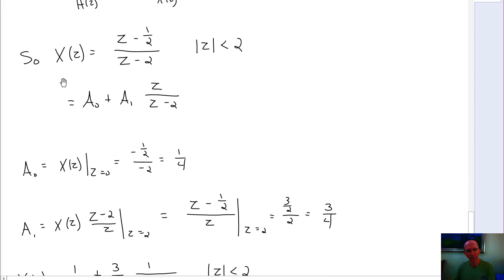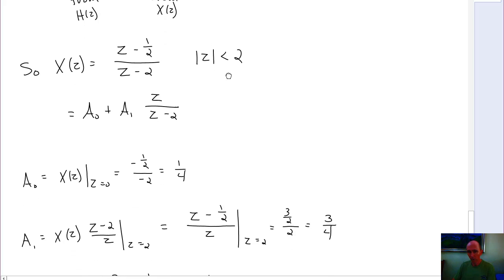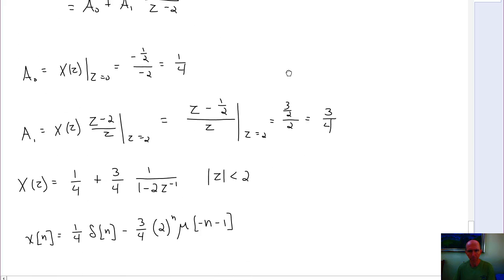So we know then that x of z is this. We know its region of convergence has to be z less than 2. And we can do a partial fraction expansion to be able to invert it and get x of n. So we do our partial fraction expansion like we generally do. We get a 0, get a 1.